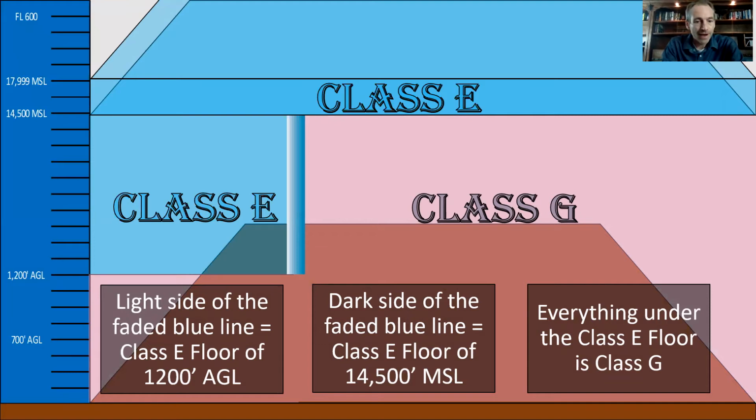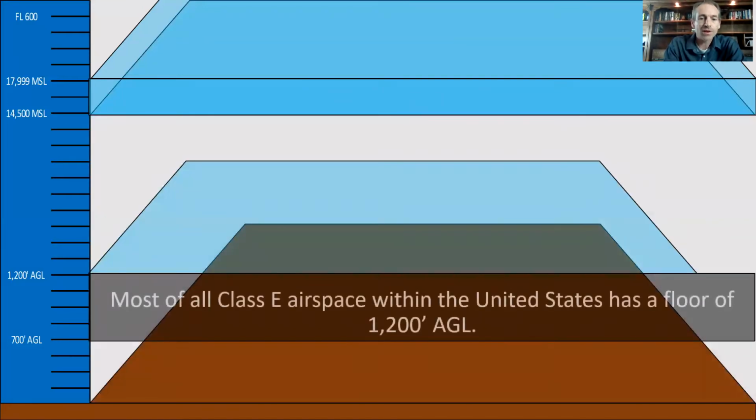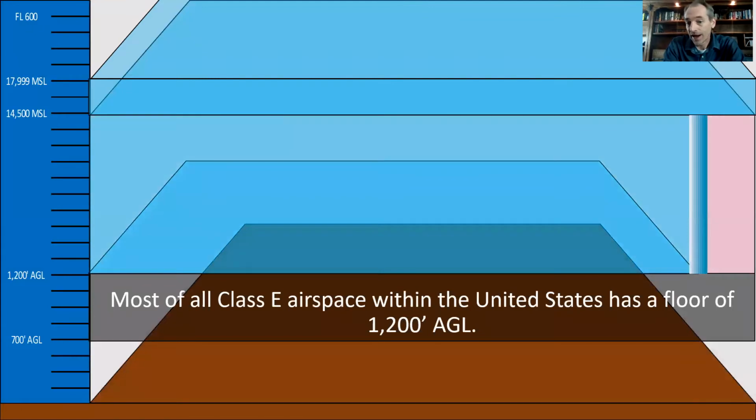Right, so on the light side, 1,200 AGL. On the dark side, 14,500 MSL. Most of all Class E airspace within the United States has a floor of 1,200 feet AGL.